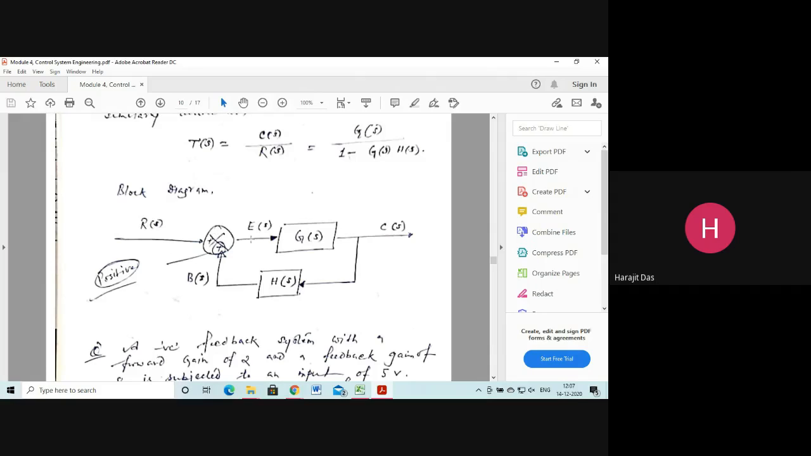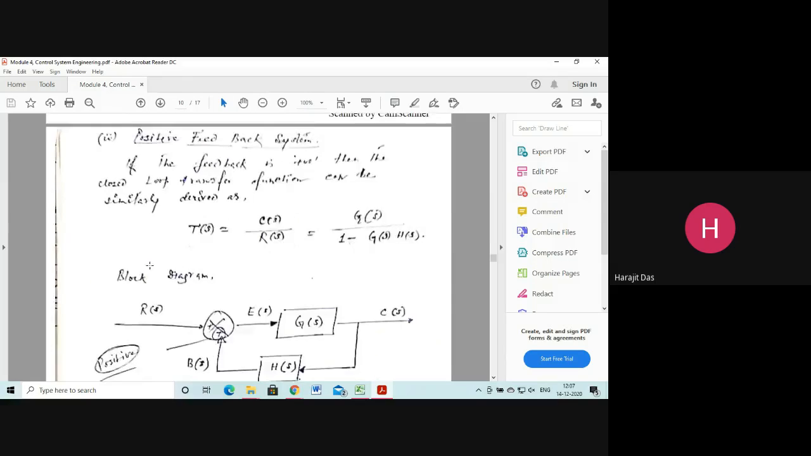Okay, so R of S, E of S, Z of S, C of S, and this one feedback gain for this whole system, and B of S is the feedback signal. Understood? So this is a positive feedback signal.